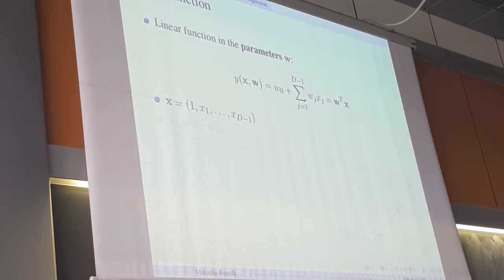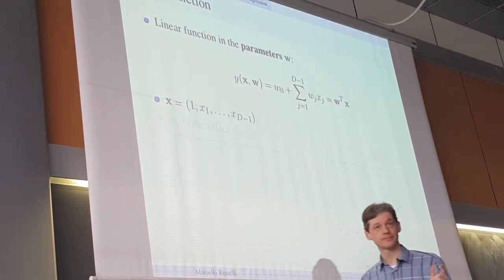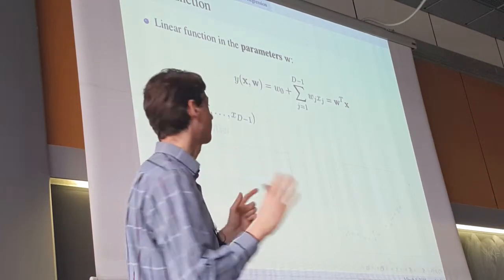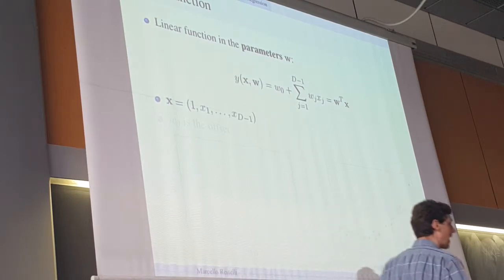Okay? So D is the size of the parameter vectors, while D minus 1 is the size of the input vector x. Good.